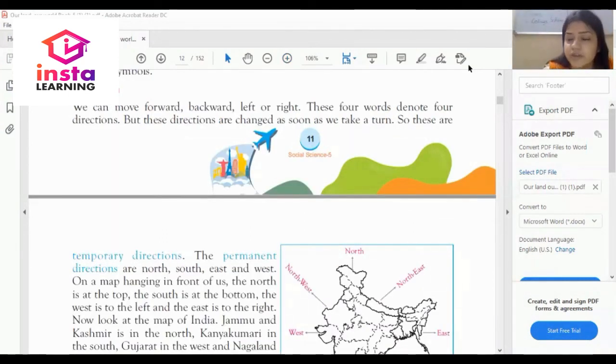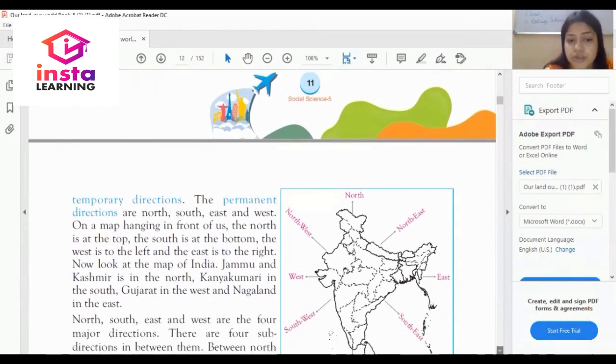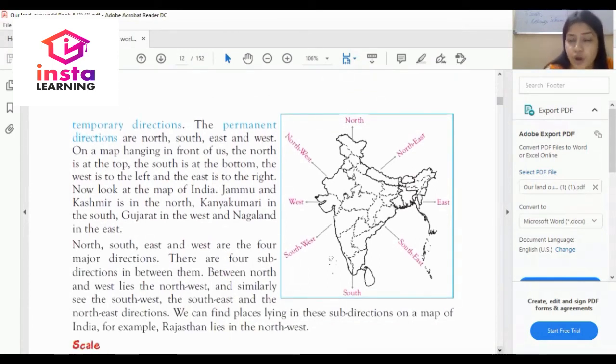So let's begin with direction. Dear student, as you can see in my screen, we can move forward and backward, left and right. So these 4 words denote 4 directions, but these directions change as soon as we take a turn. जैसे हम turn लेते हैं, ये direction change हो जाती है. So these are temporary directions. The permanent directions are north, south, east, west. North, south, east, west are permanent directions.